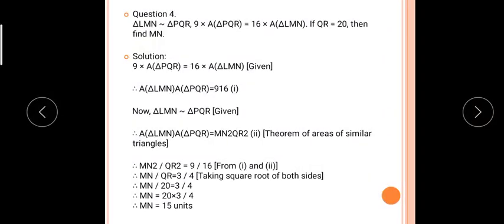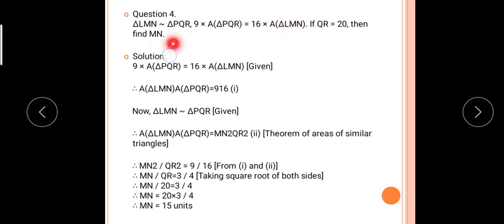Good morning, students. Yesterday I explained to you the theorem which is based on the ratio of areas of similar triangles. It is equal to the square of the corresponding sides of the similar triangles. Yesterday we saw the first three questions from practice set 1.4. The remaining questions I am going to explain today.